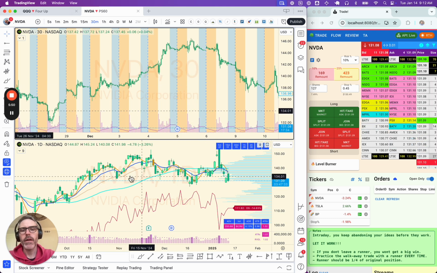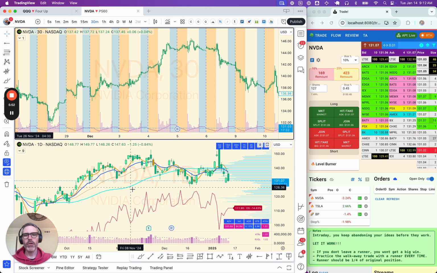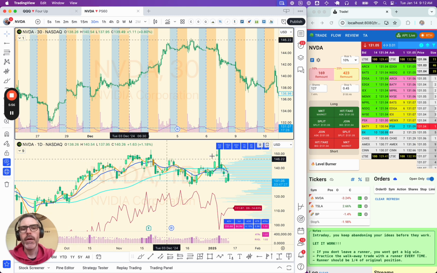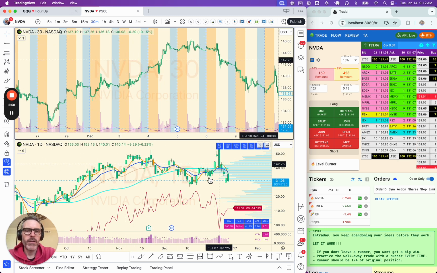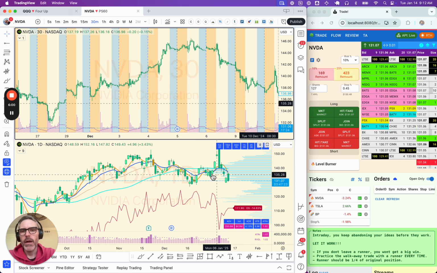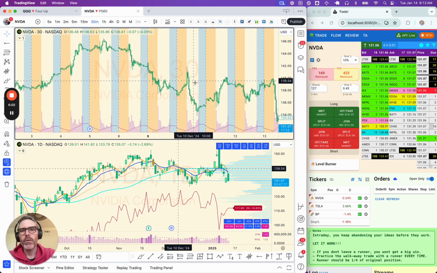So those ones I use a lot as I'm navigating up and down time frames, trying to figure out which of these is supporting or not. Right now, it just looks kind of messy. And that's because NVIDIA is basically chopping sideways in a range. But now we'll look at what I use on the 30-minute chart.